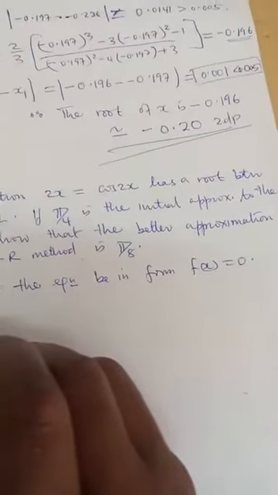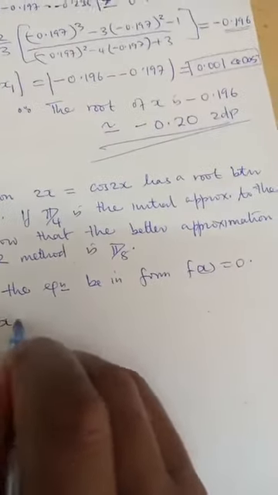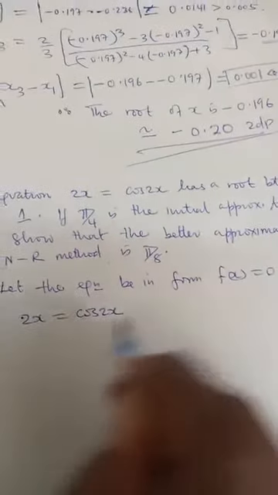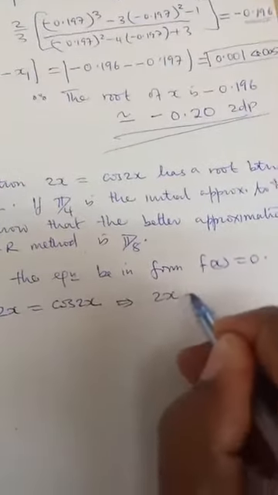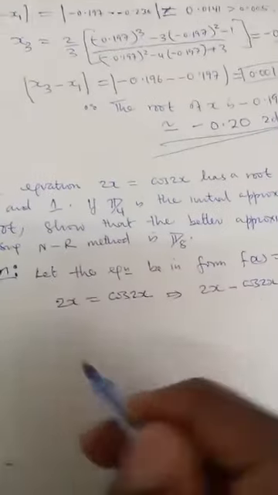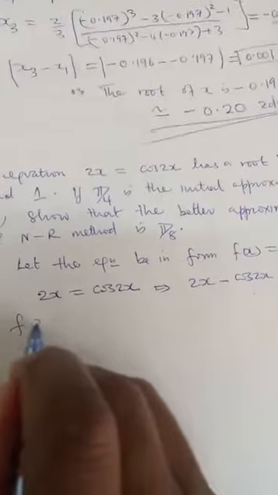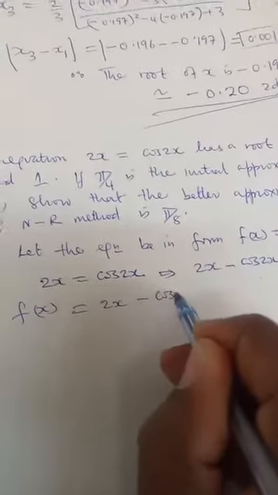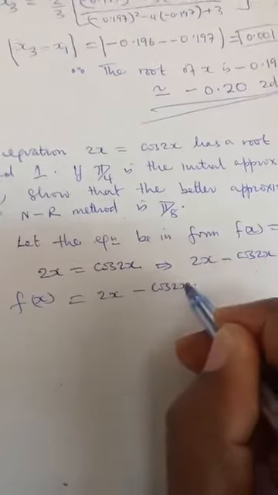f(x) is equal to 0. And this implies that 2x being equal to the cos of 2x will be written as 2x minus cos of 2x is equal to 0, implying that our function f(x) is therefore 2x minus the cos of 2x.